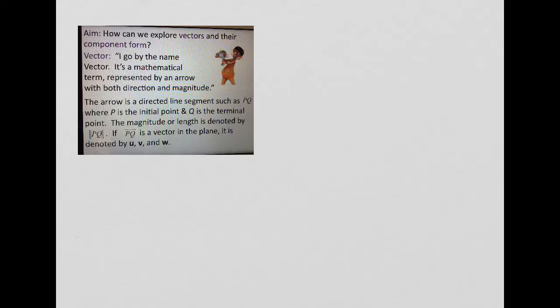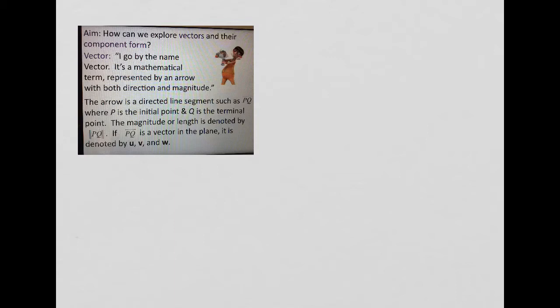Okay, so today we're doing vectors and their component form. So we're on a new topic, and this little cartoon guy is going to help introduce it. In a movie, he calls himself Vector, and this is his line. I go by the name Vector. It's a mathematical term represented by an arrow in both direction and magnitude. So it kind of introduces our new topic. Yes, we are working in math class with vectors, and yes, we're going to talk about direction and magnitude.